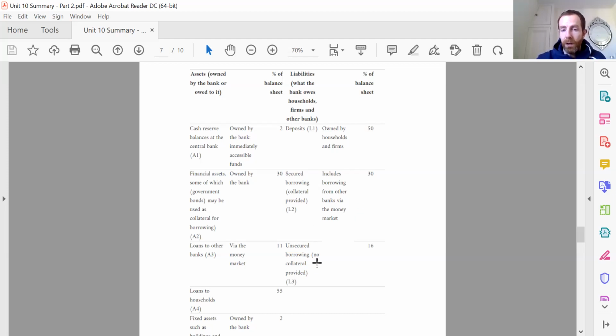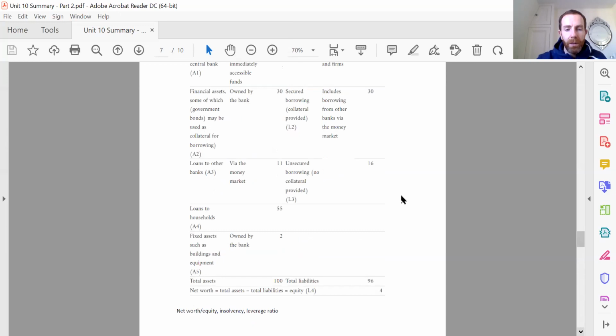Whereas unsecured borrowing, they haven't provided any collateral for that. So this commercial bank has borrowed some money, but with nothing backing it up. So that's the asset and liability side for a bank, and a couple more things to talk about.